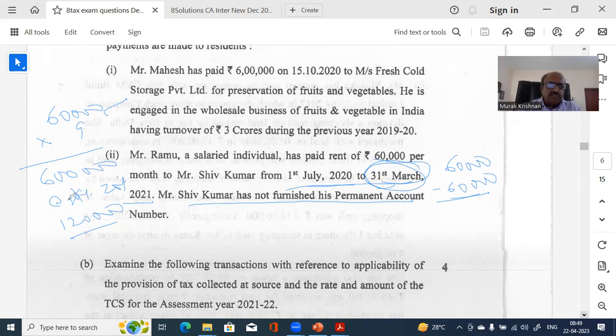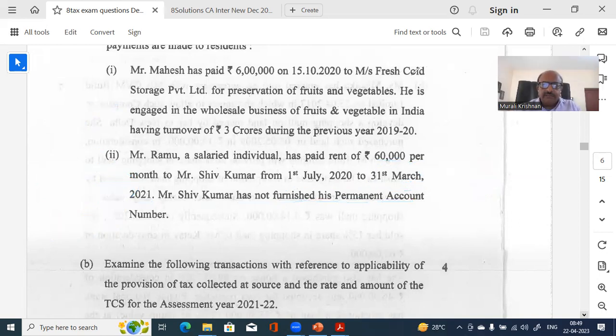So total will come to 60,000. No problem. But here because he has not furnished the PAN, therefore 20% will be applicable. Therefore 1,20,000 will be the TDS to be deducted in the month of March. But what is the problem? 60,000 only is the rent he has to pay for March, right? So how can he deduct 1,20,000? 60,000 only he can deduct. The rest maybe in the next period he may have to deduct. But then that becomes a problem. He will have to maybe pay from his pocket or whatever. But he can deduct only 60,000. That is the idea behind it. I'm saying though intricately they are asking. Okay. Mute yourself.